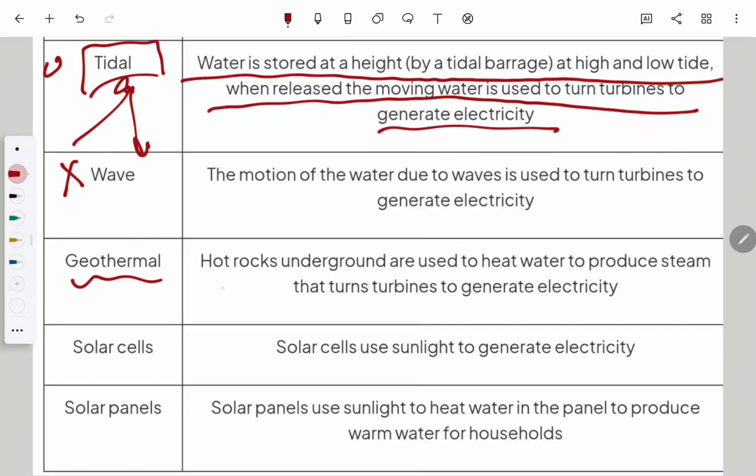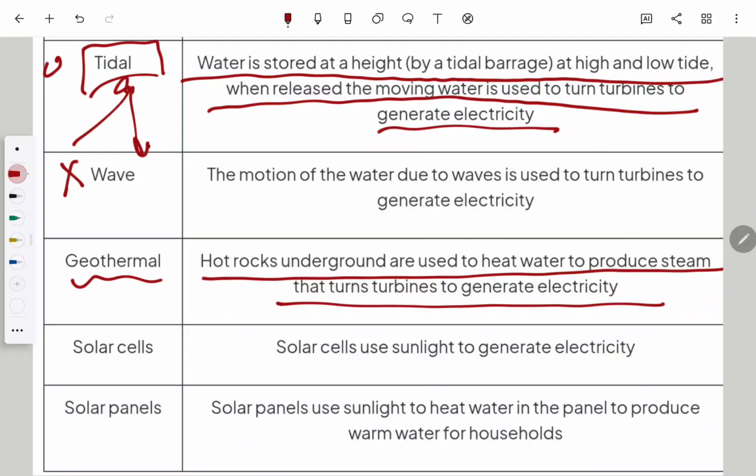Geothermal: hot rocks underground are used to heat water to produce steam that turns a turbine. You can see that the entire idea is for you to create steam or some sort of wind or water or whatever to spin a turbine, and that's it. You have the difference between a solar cell and a solar panel, which is important.